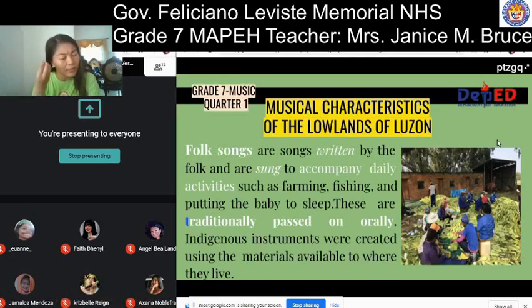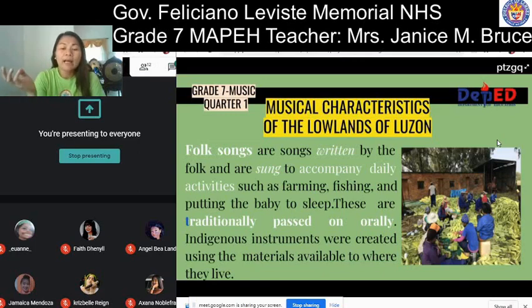Okay, so I guess you already have something in mind of a song, right? Folk songs related to this. Oh yeah, we have already mentioned some. The five songs, the Leron Leron Sinta, the Paru Parong Bukid, and so on.